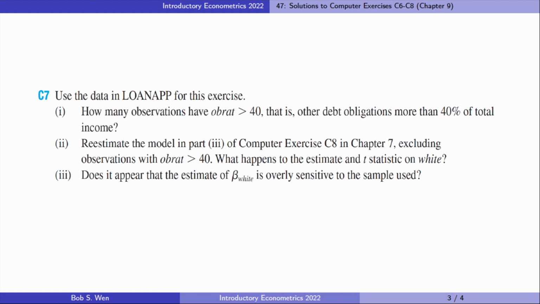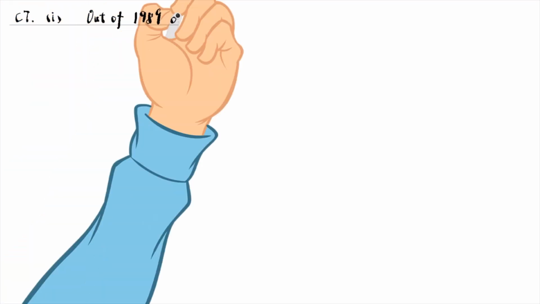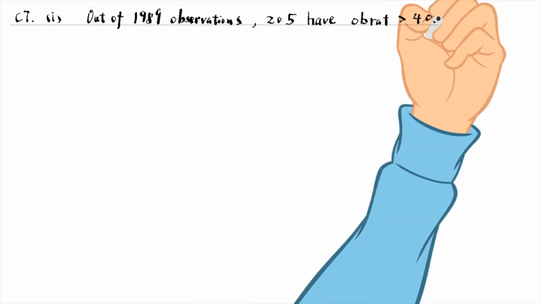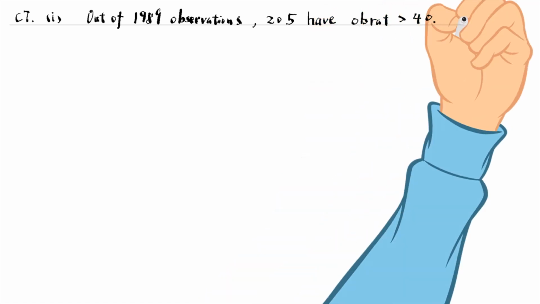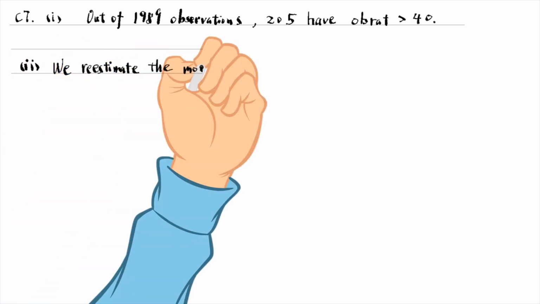Let's find answers to computer exercise 7. For part 1, out of 1,989 observations, 205 have other debt obligations of more than 40% of total income. We re-estimate the model with and without the 205 observations for part 2.